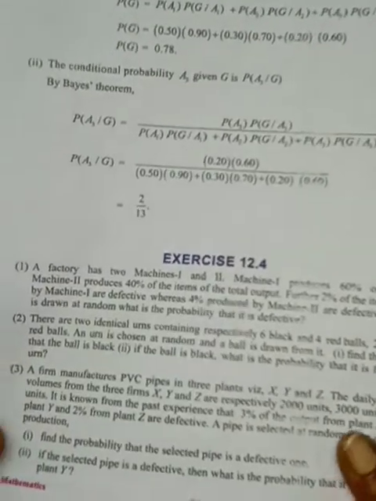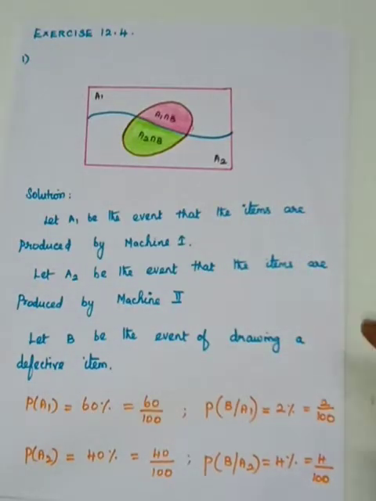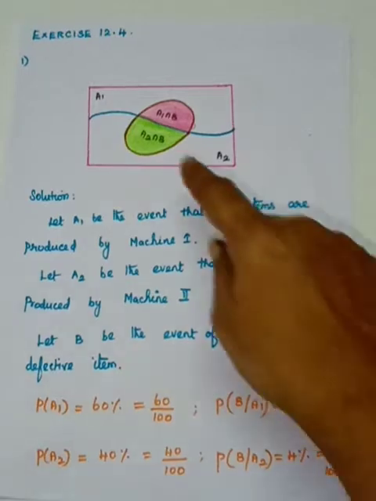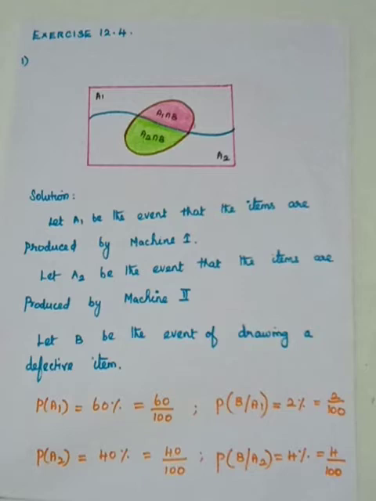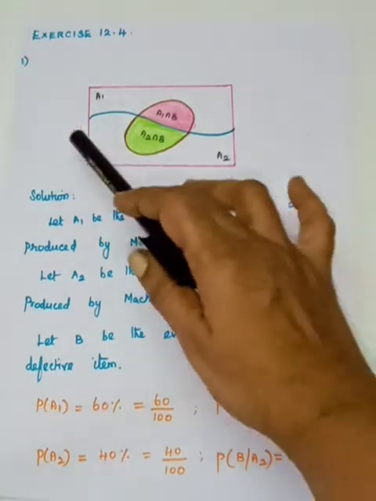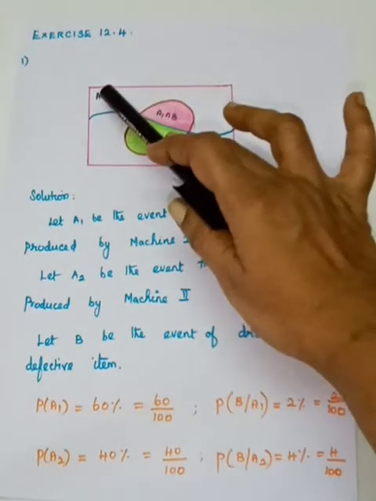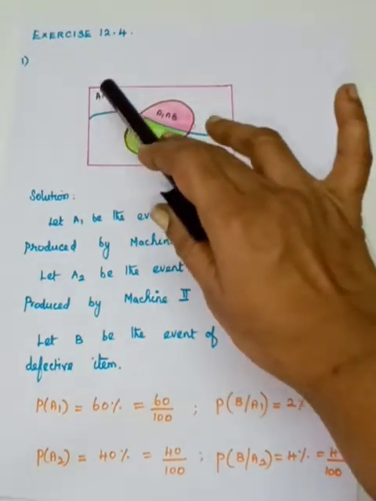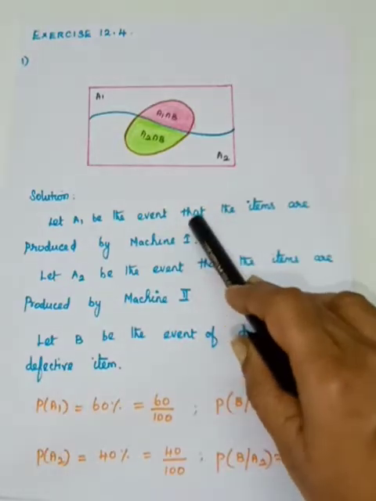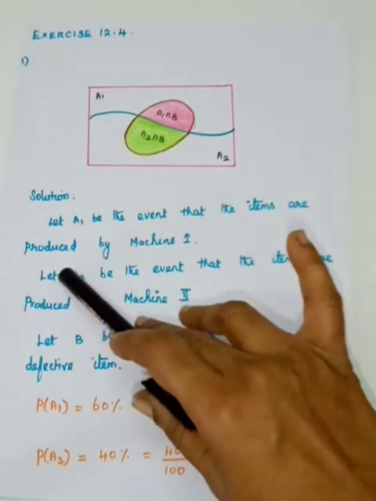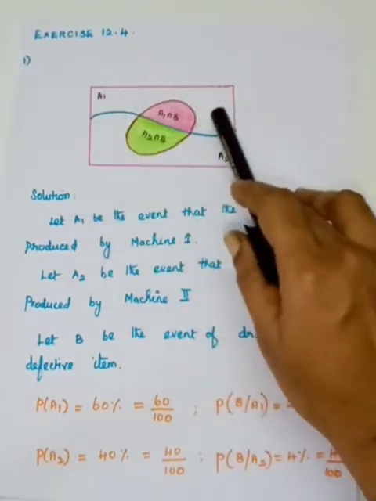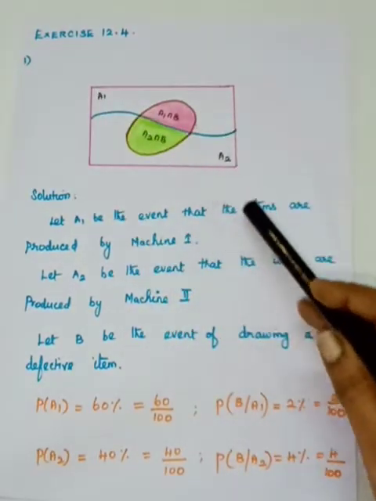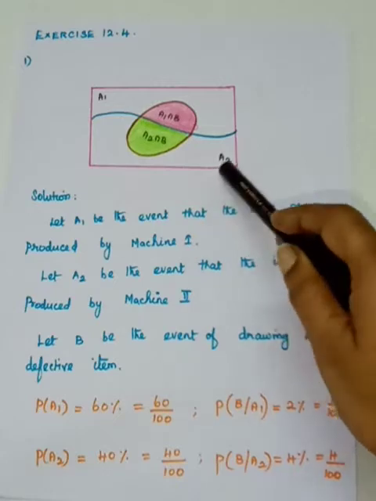So now first, you see the diagram. Here I have taken the sample space, that is called the total output. The total output items are produced by machine 1 and machine 2. So A1 be the event that items are produced by machine 1. This is the items produced by machine 1. And here I have taken the next event A2.